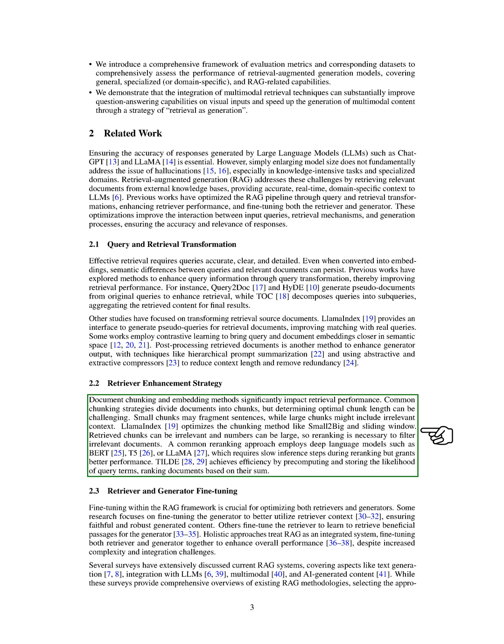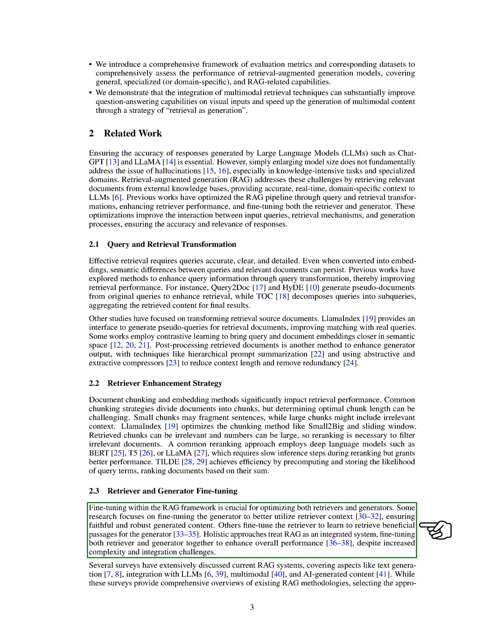Sometimes, the retrieved chunks may not be relevant, and there could be a large number of them, so we need to re-rank them to filter out irrelevant documents. One common way to re-rank is by using deep language models like BERT, T5, or Llama, which can lead to better performance but require slow inference steps. TILDE focuses on efficiency by pre-computing and storing the likelihood of query terms to rank documents based on their sum.